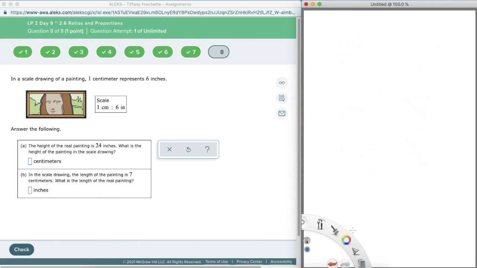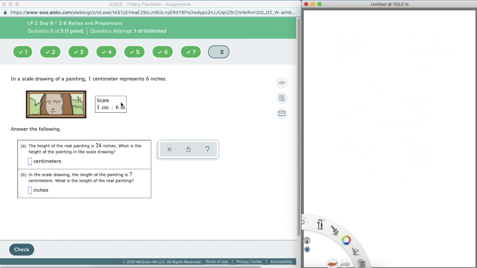So this one, we're just going to be looking at the scale drawing of a painting, and it's telling us that the scale drawing is 1 centimeter to 6 inches. So for every 1 centimeter of this little small scale drawing, the actual painting is 6 inches. So we're bringing it down quite a bit smaller than its original size.